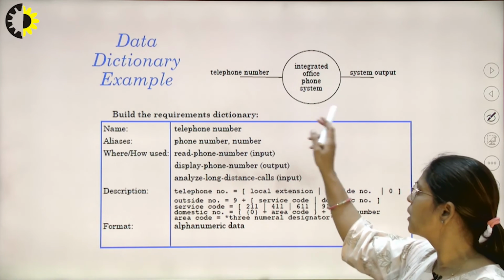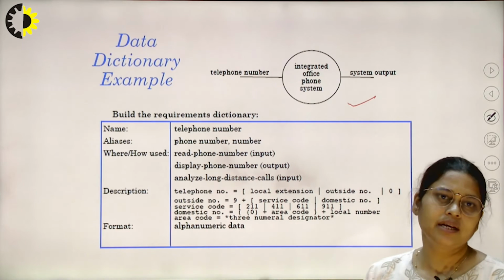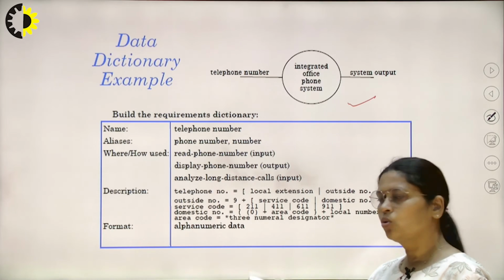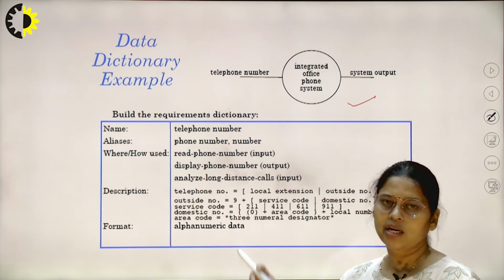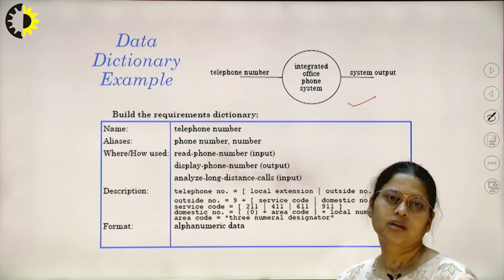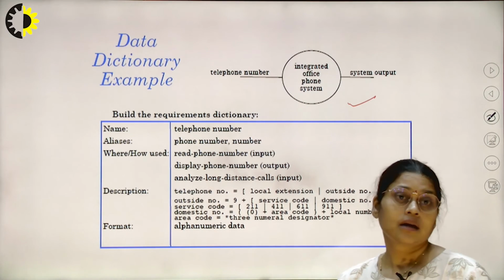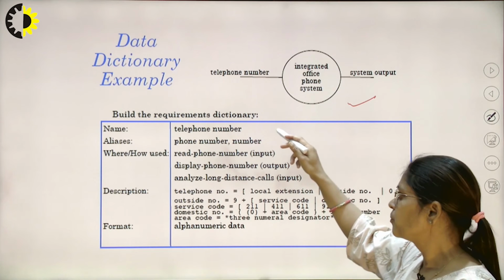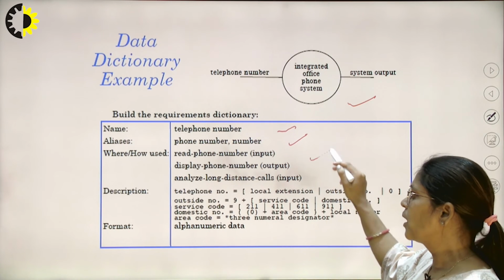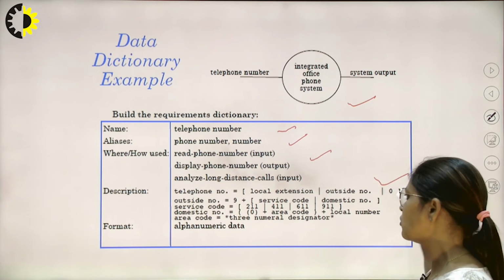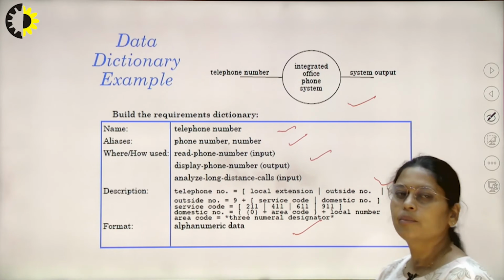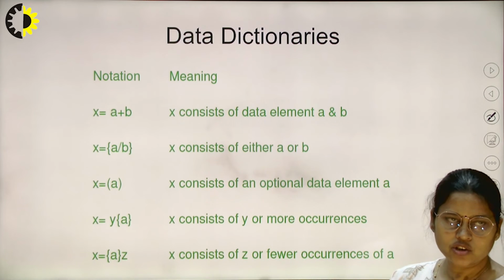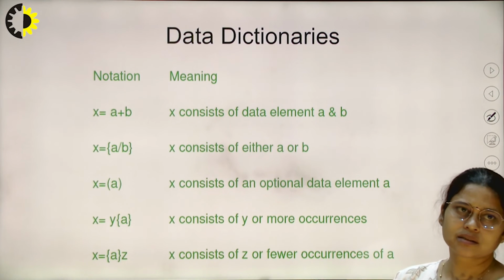This is one example, a phone number in a phone management system. This is the zero level DFD of this phone system, and we have to store the information of the data items included in the data flow diagram in this data dictionary. So: name, aliases, where and how it is used, description about the phone numbers, format, etc. These are the notations of data dictionaries.